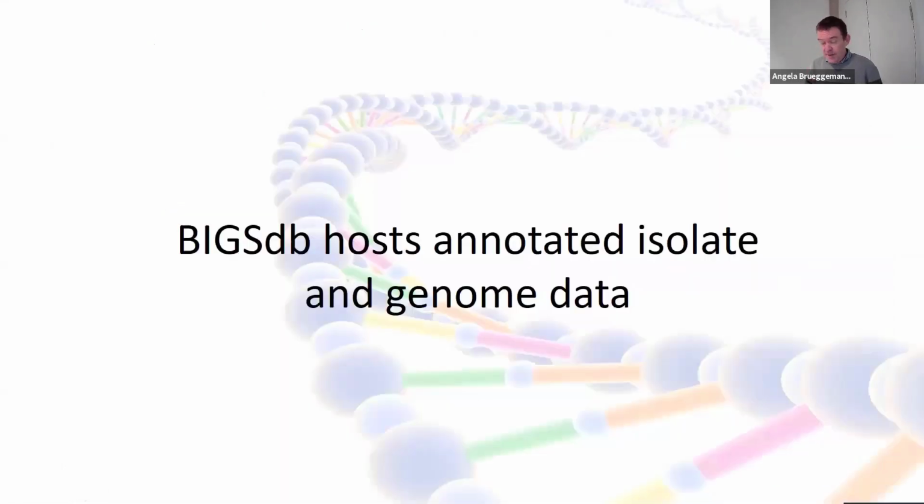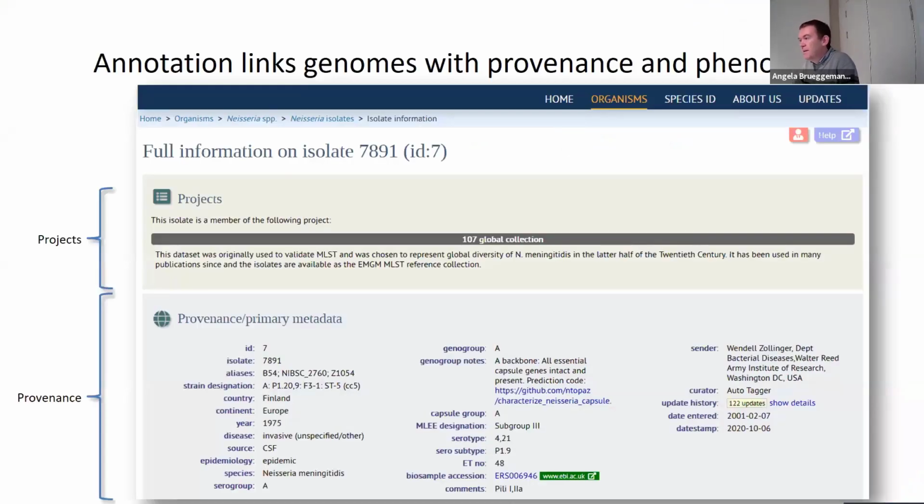So the nuts and bolts of what I guess most of you will be interested in is annotating isolate records within the databases. So we host annotated isolate and genome data. If we look at a particular isolate record, and this will vary a little bit depending on which database you're looking at, all the databases will have slightly different fields set up that are appropriate for that particular organism, and they will have different schemes set up. But it all fits the basic pattern.